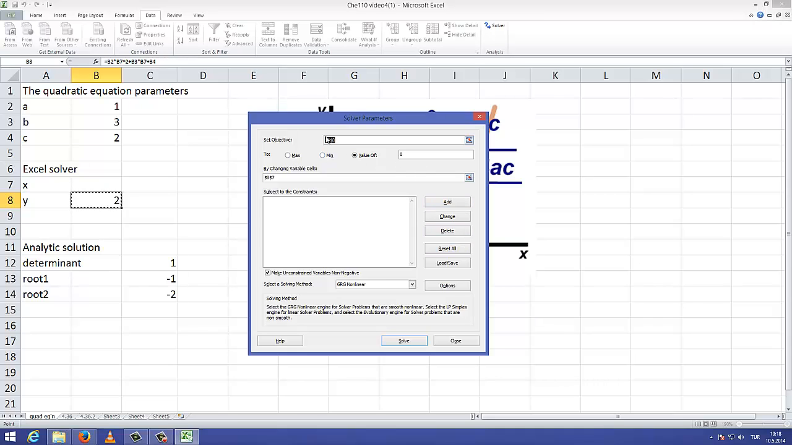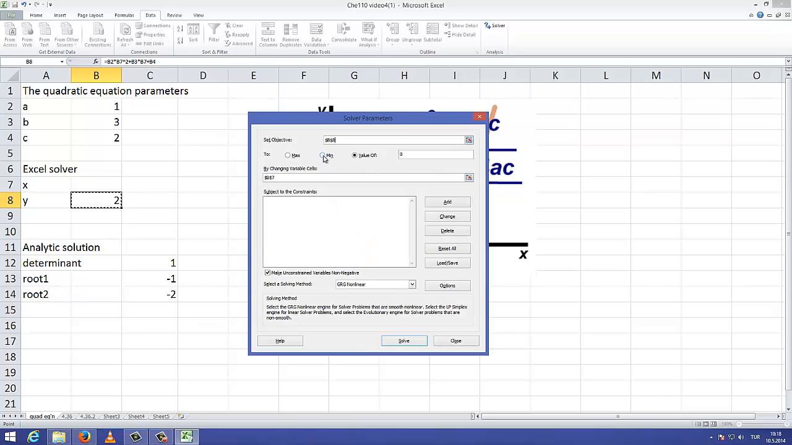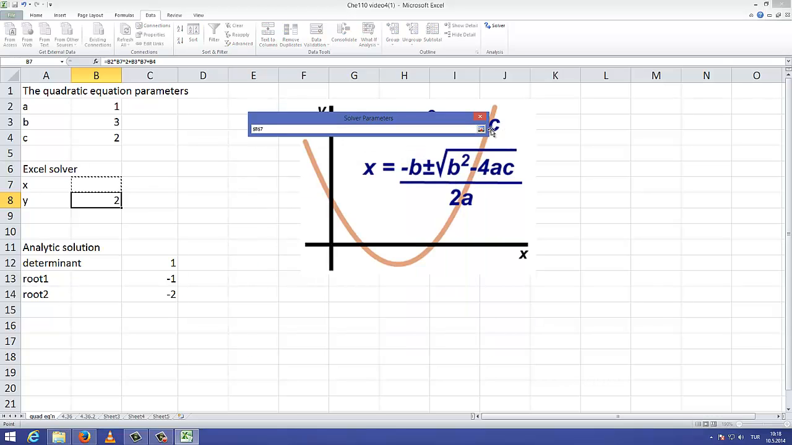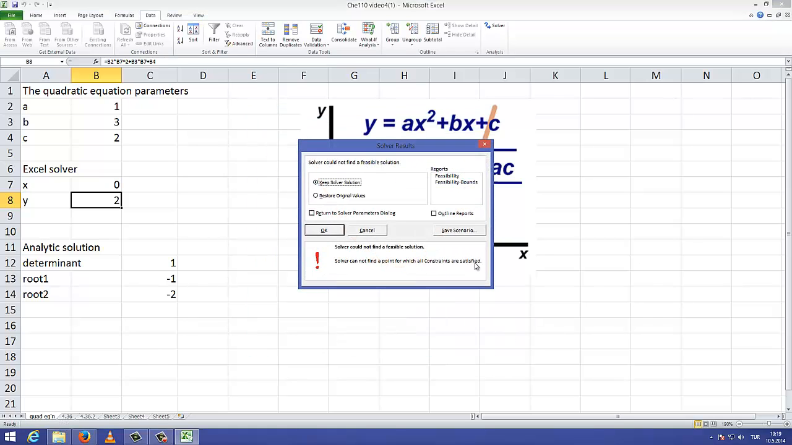So, simply by setting my objective to y, and by asking it to find the value of 0 by changing x, when the value of y is 0, that x will be the root. And I say Solve. Oh, Solver could not find a feasible solution.